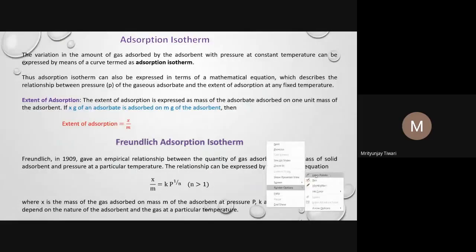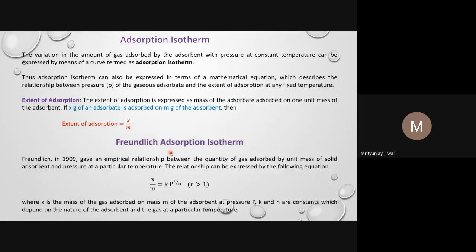So good morning, students. Let me first describe what we have learned in our last class. Everything I'll describe just in brief, and then I'll move to the topic that I have decided to teach today. In the last class we have learned about the adsorption isotherm.